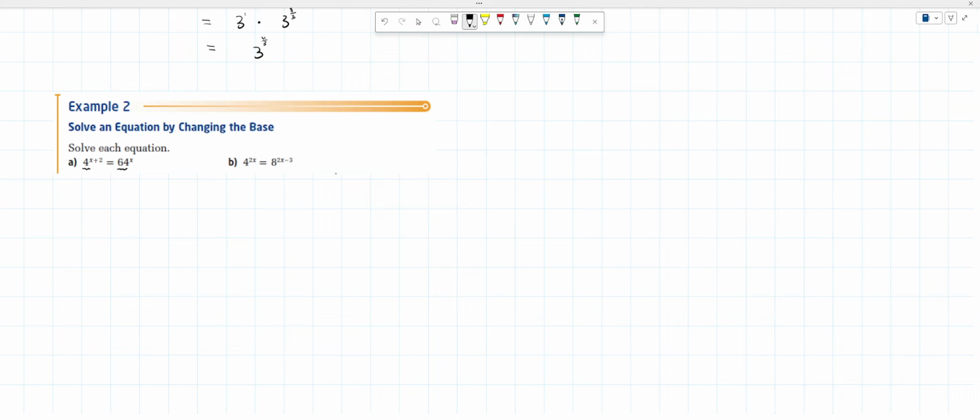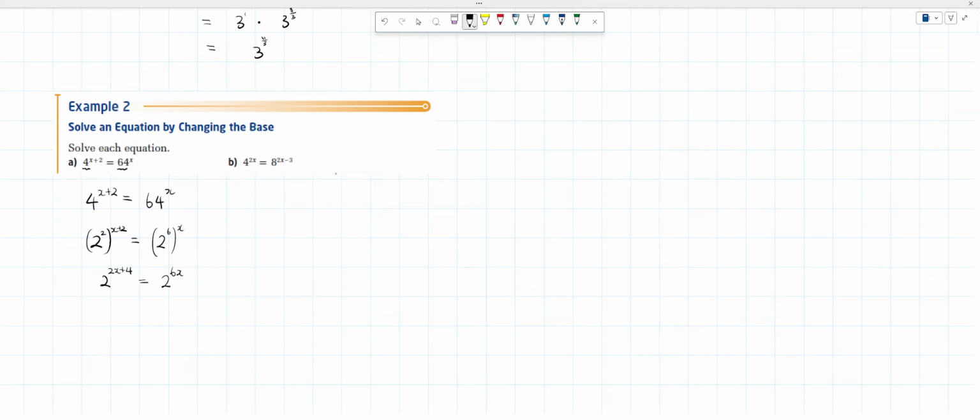First, let's rewrite the equation. It's going to be rewritten as 2 to the power of 2, switching the place of 4, to the power of x plus 2, and then 2 to the power of 6, switching the place of 64, to the power of x. Now when I expand it, 2 times x plus 2 is going to be 2x plus 4, then 6 times x is 6x. Then my question is basically complete.